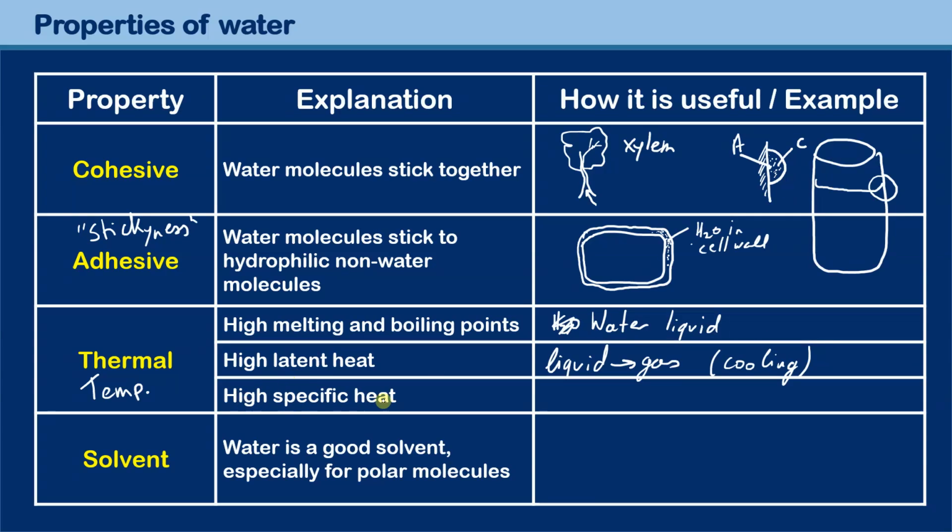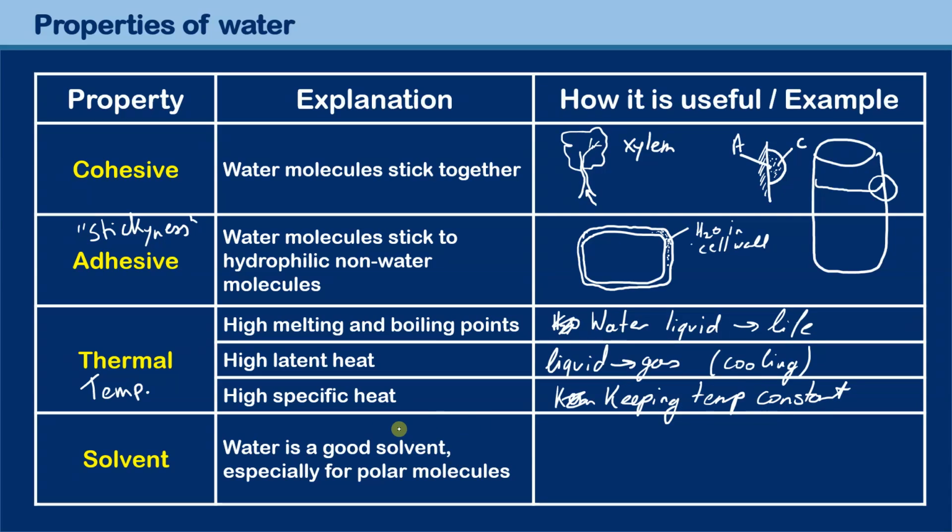And water has a high specific heat, and this means that water requires a lot of energy to change its temperature. In other words, water likes to stay at its current temperature, and this is important for buffering the temperature, keeping the temperature constant on planet Earth. So over here, high melting and boiling means water is liquid, and that's important for life. This one is important for cooling, and this one is for keeping the temperature constant.